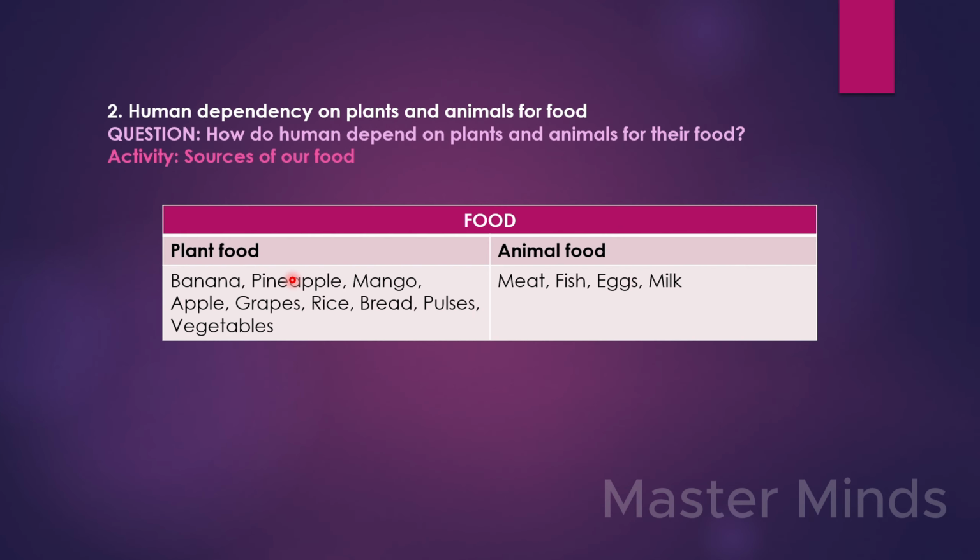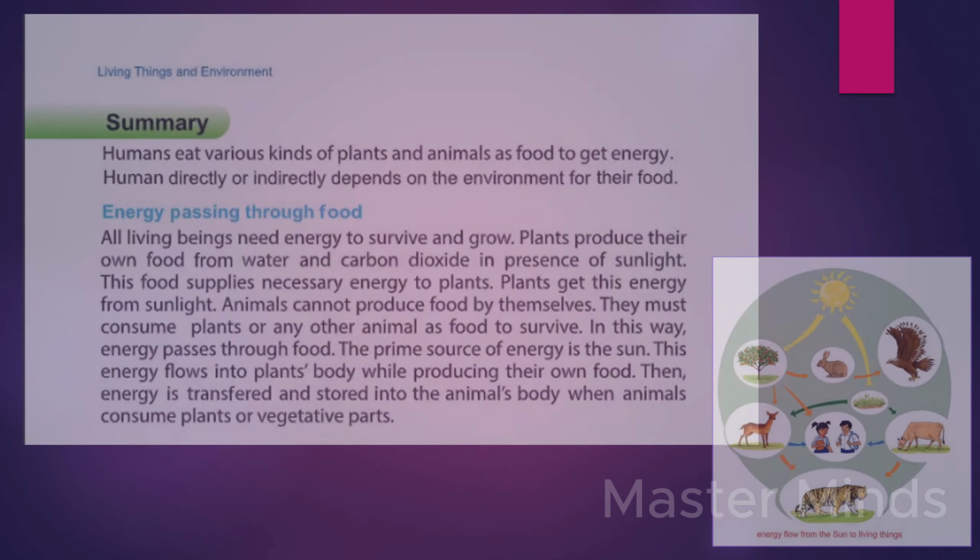Here's the answer. Food: plant food and animal food. Plant food means plant-based food, and animal food means animal-based food. See, plant-based food: banana, pineapple, mango, apple, grapes, rice, bread, pulses, vegetables. Animal food: meat, fish, eggs, milk. Going to the next page.